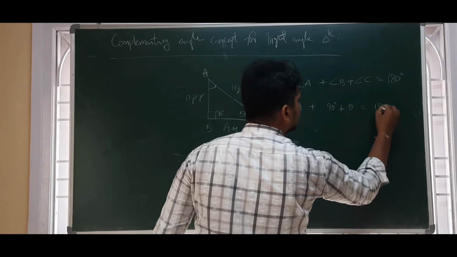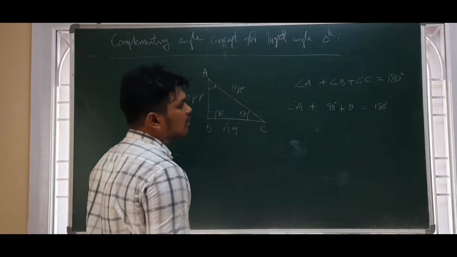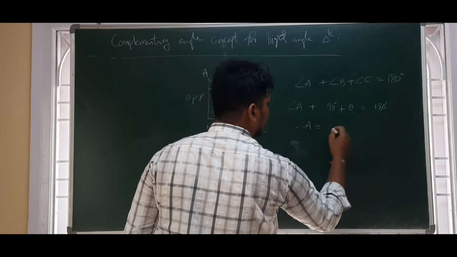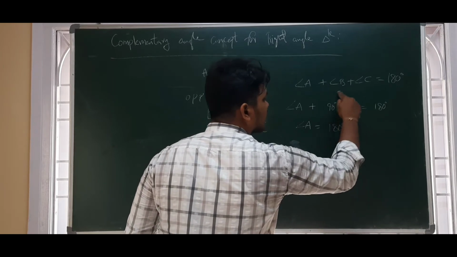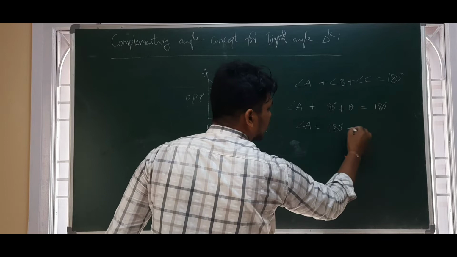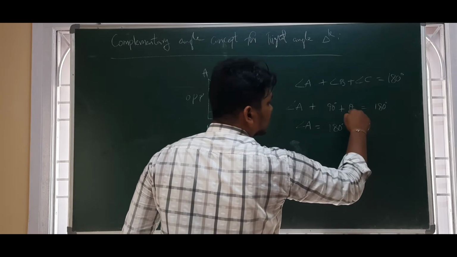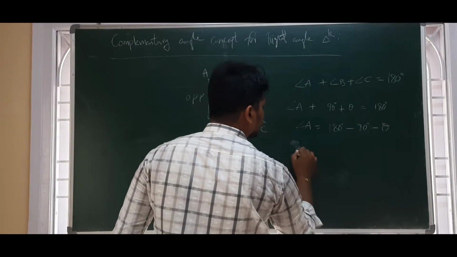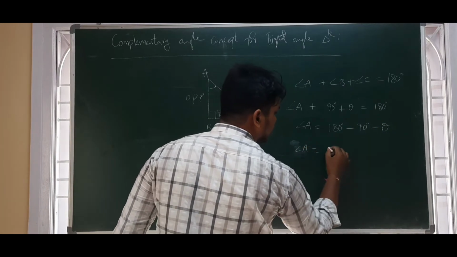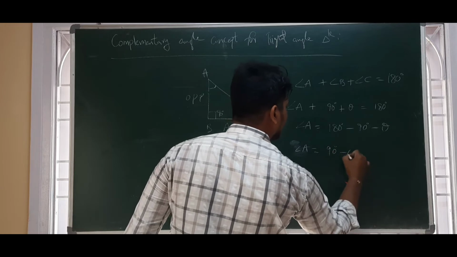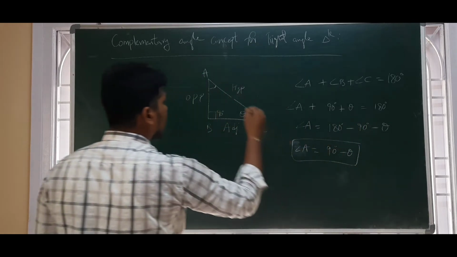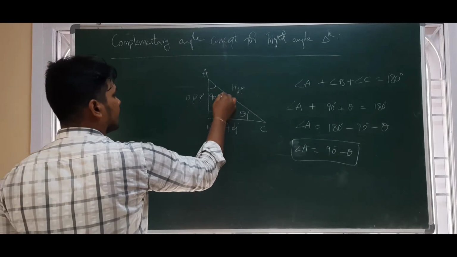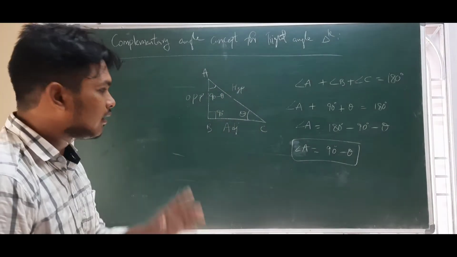Theta is equal to 180. Since I wanted to find out angle A, angle A is equal to 180 plus 90. If it is transferred to the RHS, it becomes minus 90. Similarly, plus theta, if transferred to the RHS, becomes minus theta. So angle A is 180 minus 90, which becomes 90 minus theta. This is how I got angle A.